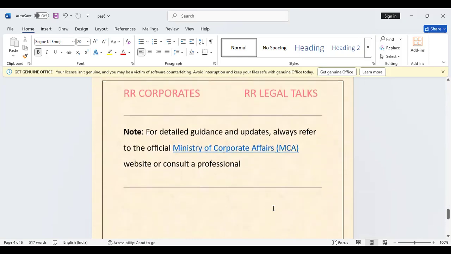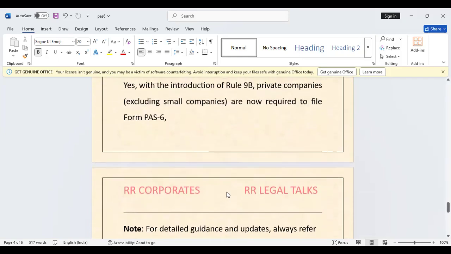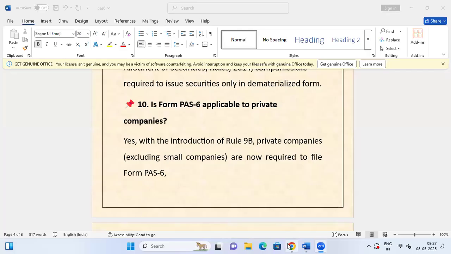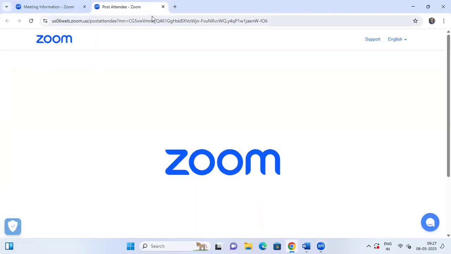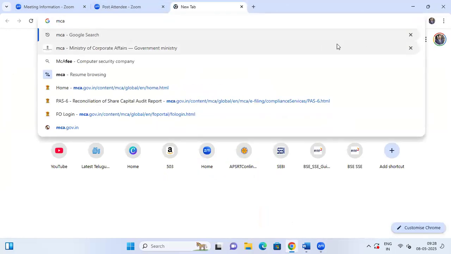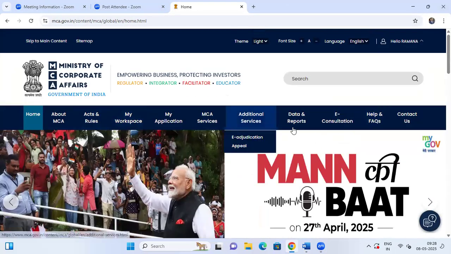For further details, we can visit the Ministry of Corporate Affairs. I will show you the official website of the Ministry of Corporate Affairs and the form. We will stop sharing, and then I will take you to the official website. Go to MCA, Ministry of Corporate Affairs. This is the Ministry of Corporate Affairs.